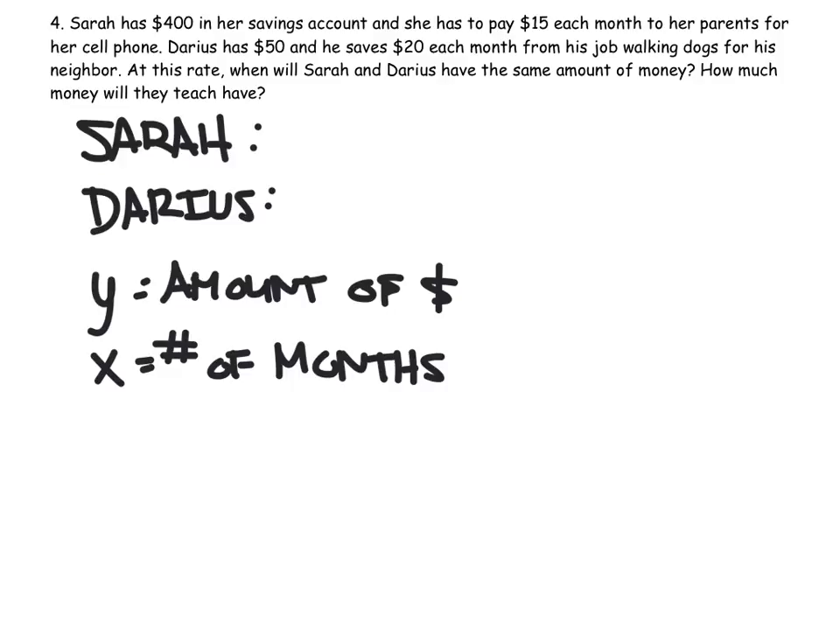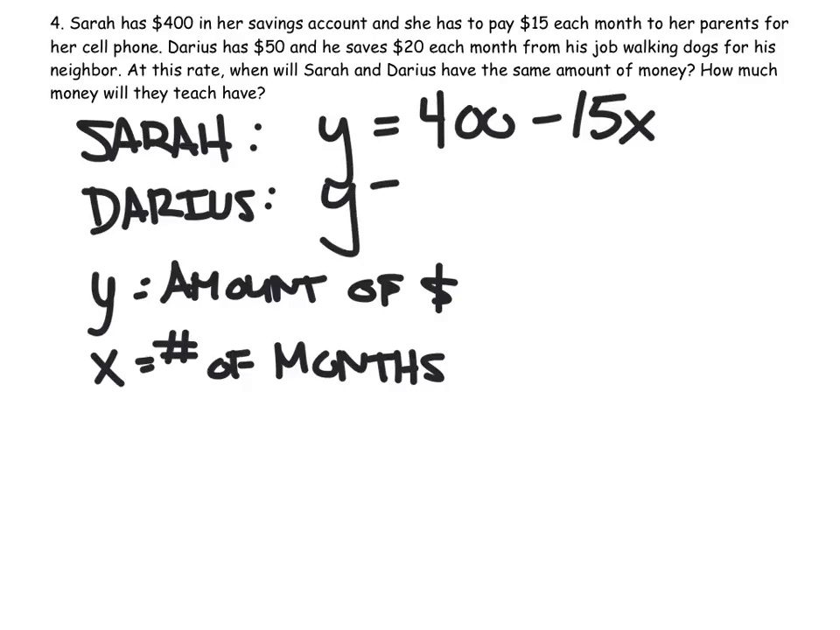So writing these out, none of these will be in standard form like the last couple were, which is good. Sarah's amount of money will equal, she's got that $400, but then she's going to pay, that's going to be negative $15 every month. Multiply that by the number of months. That is her equation. Darius, he's got $50, and then he's going to add to that $20 every month. So we'll multiply that by x.